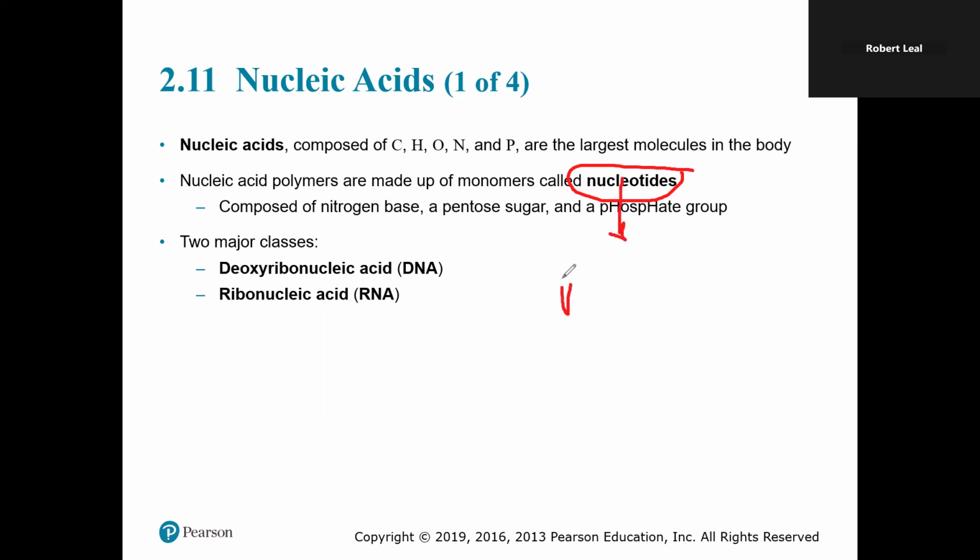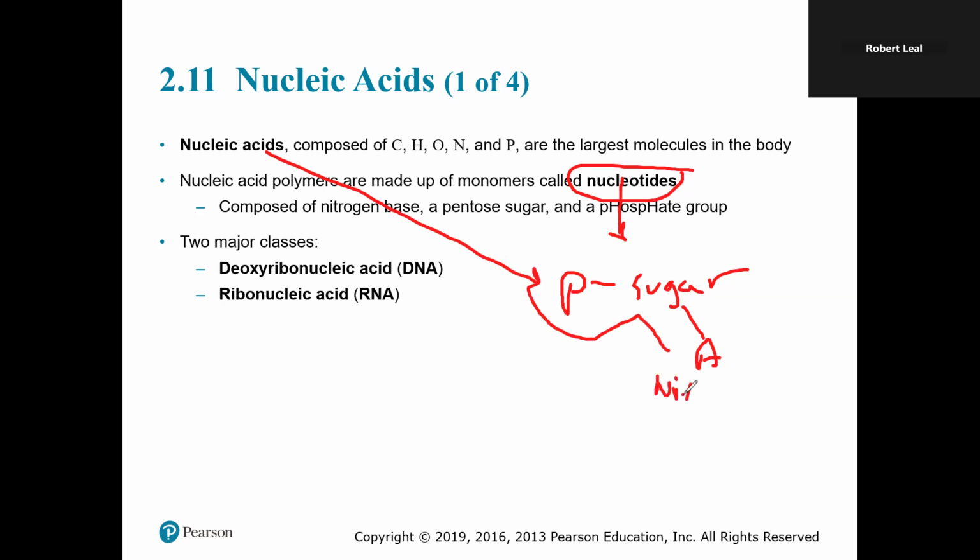Well, in a nucleotide, you have to have a phosphate. You have to have a sugar. And then you have to have one of four nitrogen bases in the nucleotide. The nitrogen bases could be adenine, thymine, guanine, cytosine, or uracil. Okay? So, definition of nucleic acid for me has to have phosphate, a sugar, and a nitrogen base.